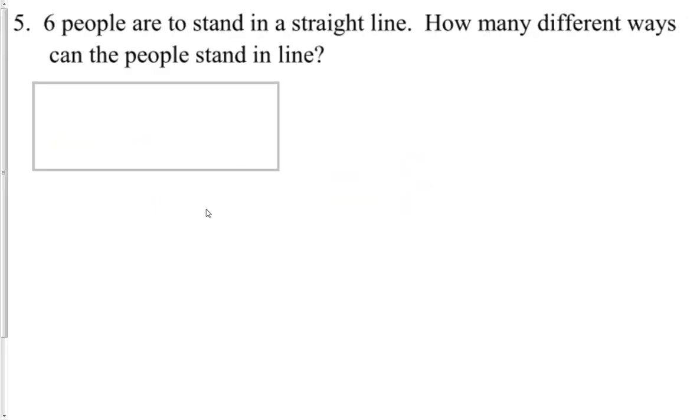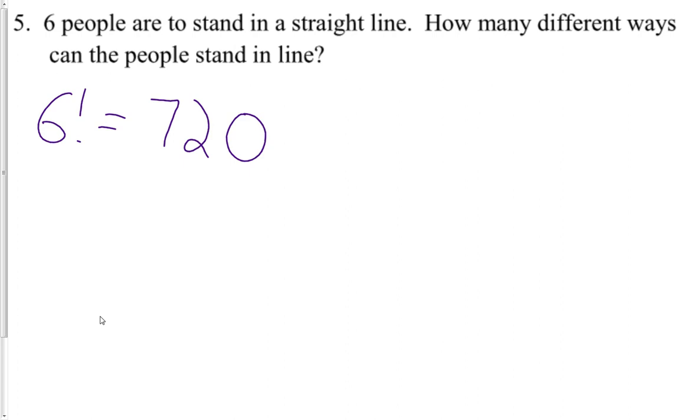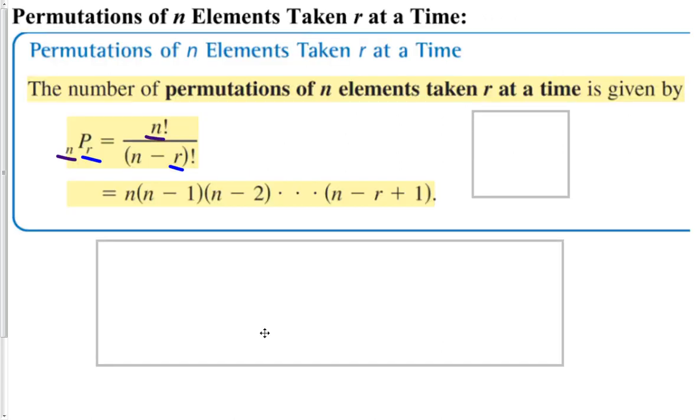Next, 6 people stand in a straight line. How many different ways can they stand in a line? If you've got your calculator handy, go ahead and try this. The answer is 720. Next, we've got permutation of n elements taken r at a time. And this is where nPr comes from, right? This is the most common use of permutation, I would say.